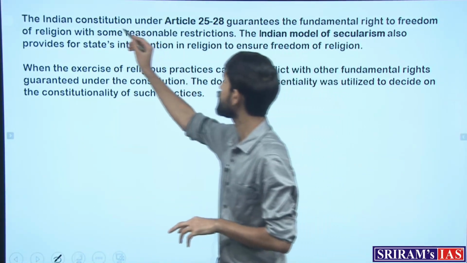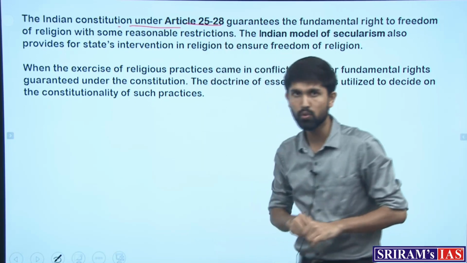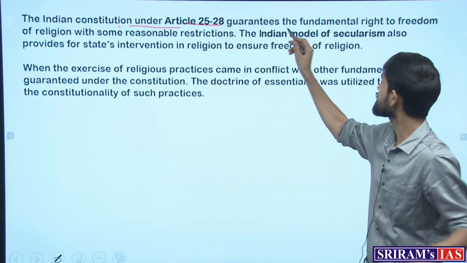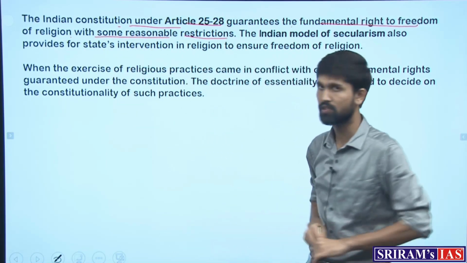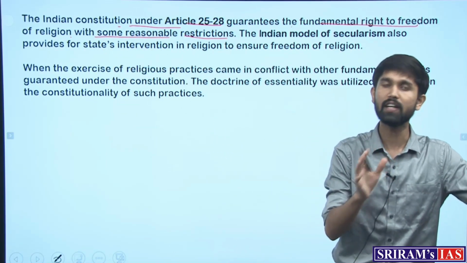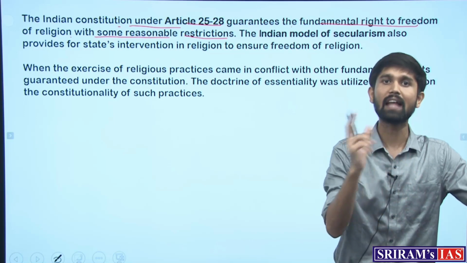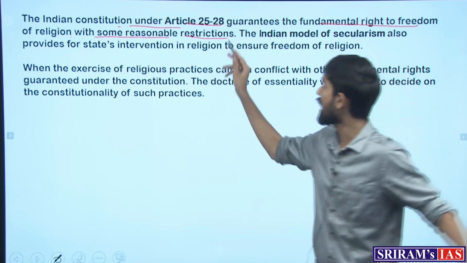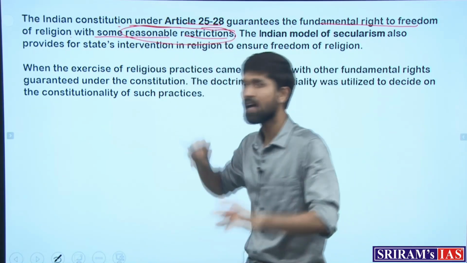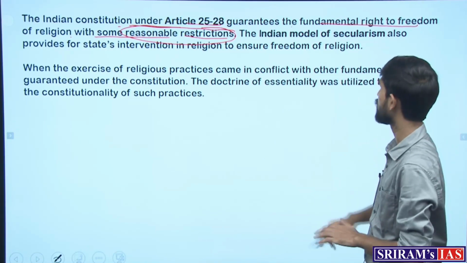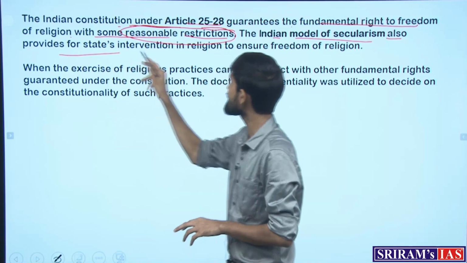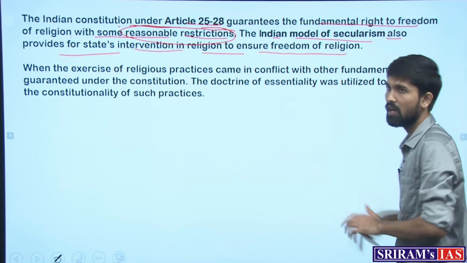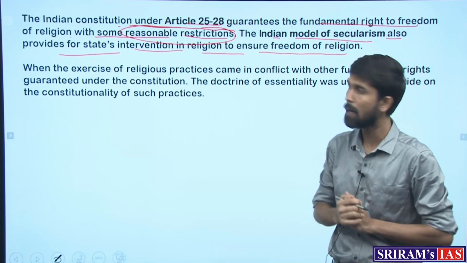And the Indian Constitution, under Articles 25 to 28, we all know, guarantees the fundamental right to freedom of religion with some reasonable restrictions. So, the Constitution of India does guarantee freedom of religion, and there are certain reasonable restrictions. And under these reasonable restrictions, the essential practices doctrine started to develop. And the Indian model of secularism also provides for the state's intervention in religion to ensure freedom of religion. This is the basis for this doctrine.